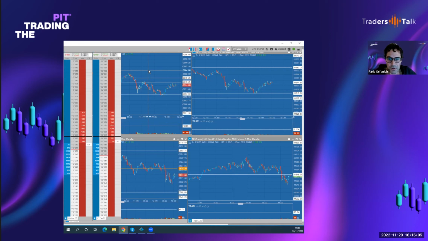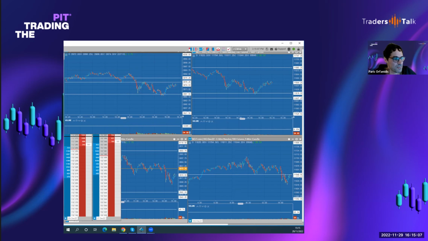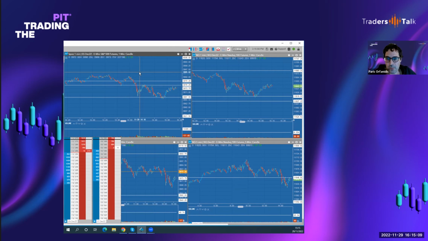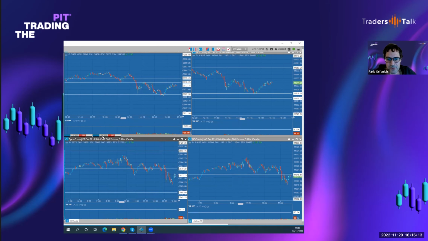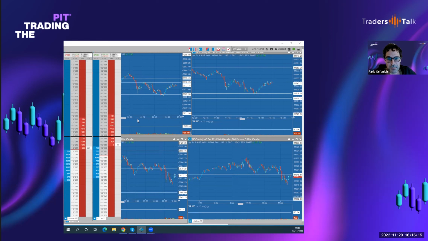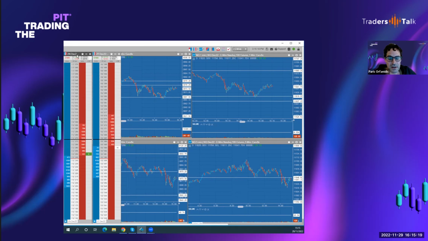Okay, let's remove this. Now, what you are watching here is the 1 minute S&P, 1 minute Nasdaq, 5 minute S&P, 5 minute Nasdaq. Here, I don't trade from this PC. Here are the bonds. This is the 10-year US. This is the 2-year US. For those that do not know, the lower the bonds are, the more negative the Nasdaq is going to be.